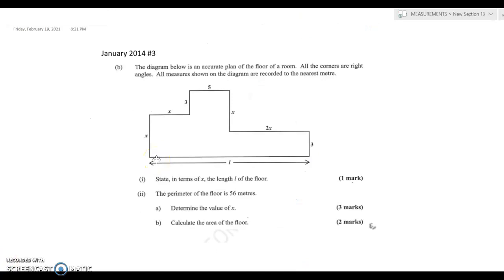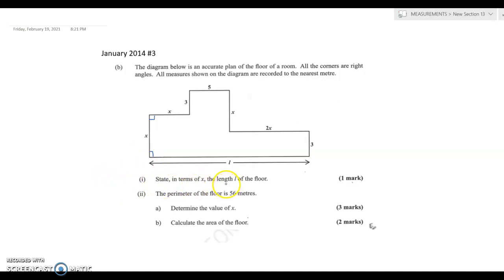So let's look at this one now. January 2014, number 3b. The diagram below is an accurate plan of the floor of a room. All the corners are right angles, so the corners here are all right angles. All measurements shown on the diagram are recorded to the nearest meter. State in terms of x the length of L.